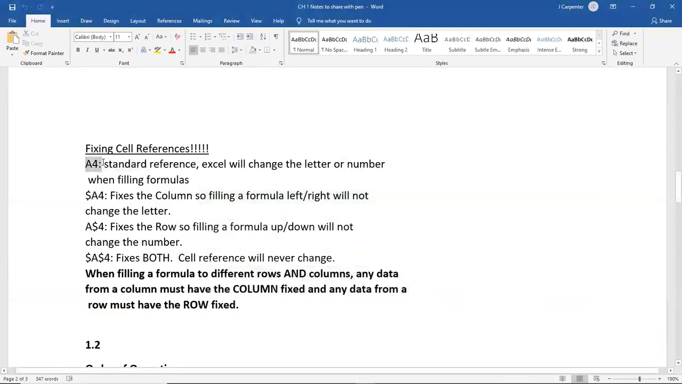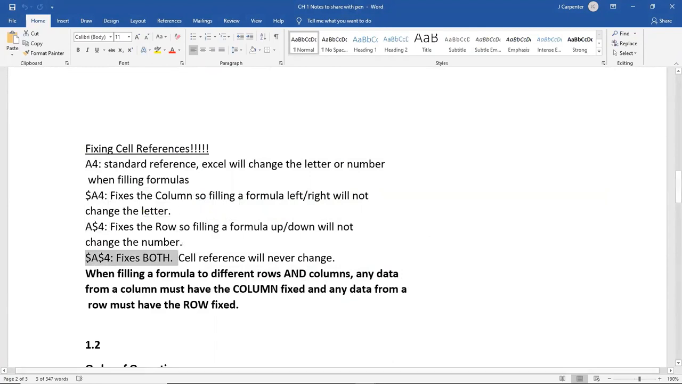No cash symbols means the box, the blue, red, whatever color box for the formulas, when you use a cell reference, can move however it wants to. Putting a cash symbol in front of the letter makes it so it cannot move left or right. Putting a cash symbol in front of the number makes it so you can't move it up or down. Putting a cash symbol in front of both of them fixes both. It means that red or blue box will not move at all.